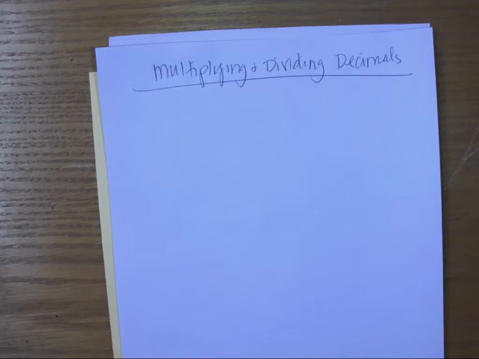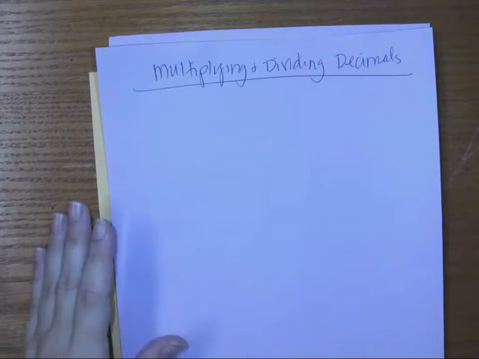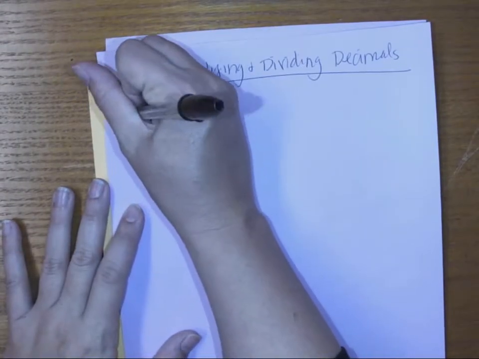In this video, we're going to talk about multiplying and dividing decimals. We're going to talk about what the algorithm is, what the rule is for multiplying, and we're also going to talk about why that's the rule. Same thing for dividing.